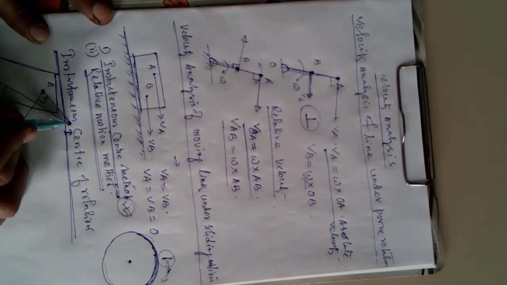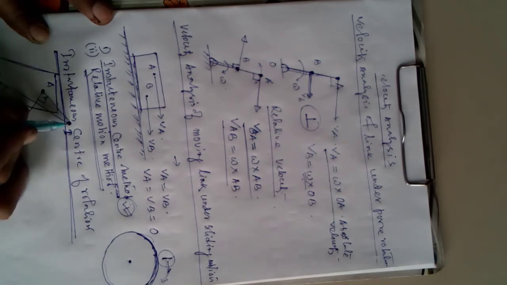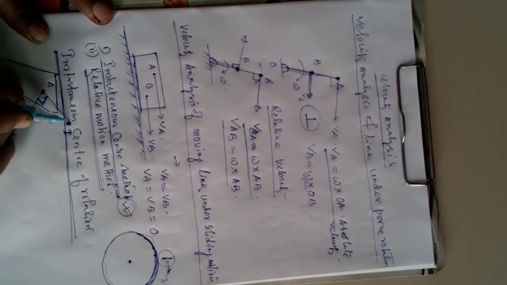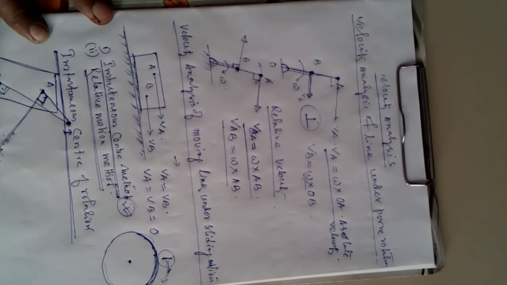Suppose at a particular instant, that is the instantaneous center I. Join A to I and join B to I. Okay, and we know the direction of VA and the direction of VB, that will be perpendicular to the lines AI and IB. So that is the velocity of VA and velocity of VB.